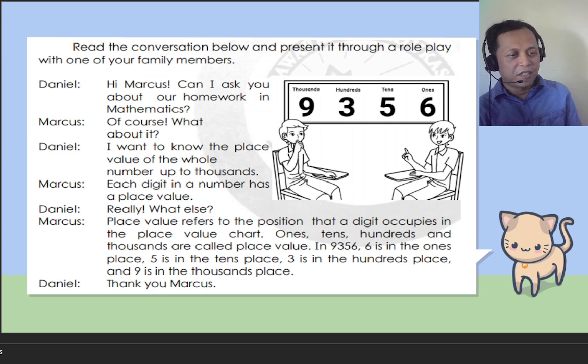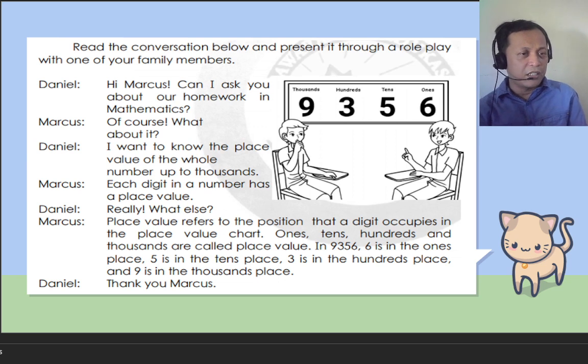In 9356, 6 is in the ones place, 5 is in the tens place, 3 is in the hundreds place, and 9 is in the thousands place." "Thank you, Marcus," said Daniel.